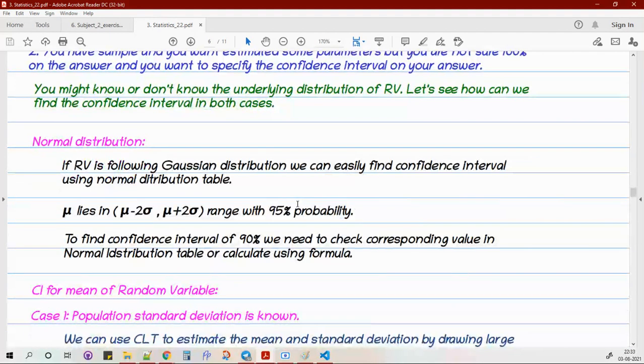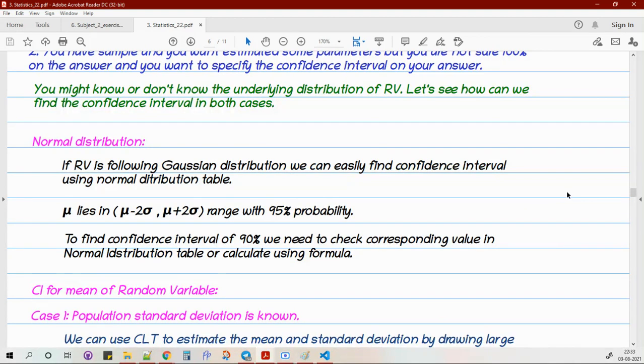So let's see. I have taken some cases. The first case is where the distribution is normal, or Gaussian. This is the simple case. Why? Because if it is normally distributed, then we know all the values of the random variable would be in the 2 sigma range, mu plus 2 sigma to mu minus 2 sigma. Between this range, all my data would be there, right?